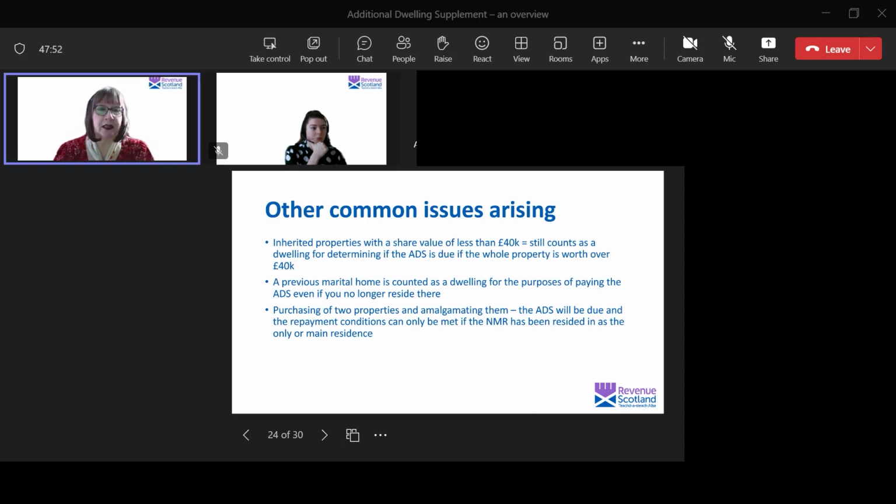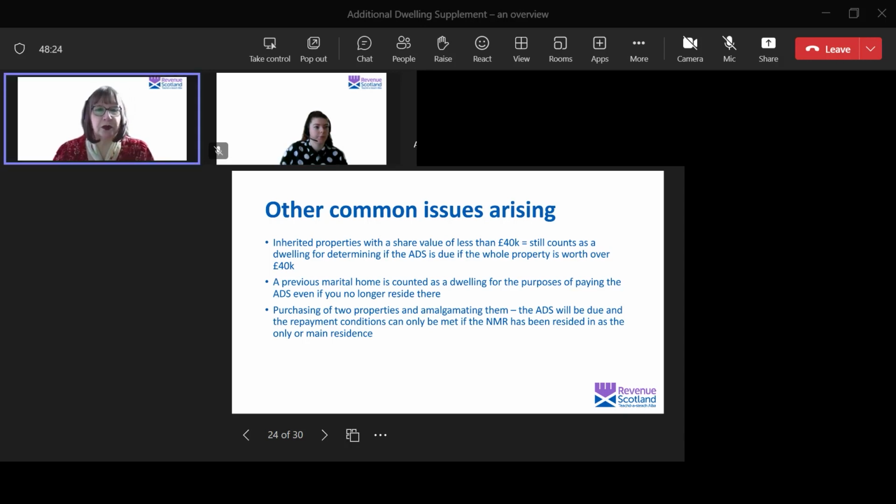As more than one dwelling is being purchased, the ADS will always be applicable in these circumstances because two dwellings at least have been purchased. To meet repayment condition C, which could only be for one dwelling, the dwelling that was or formed part of the subject matter of the transaction has been occupied as the buyer's only or main residence, and we would require evidence to show that this condition could be met. So I'll give you an example of that one as well.